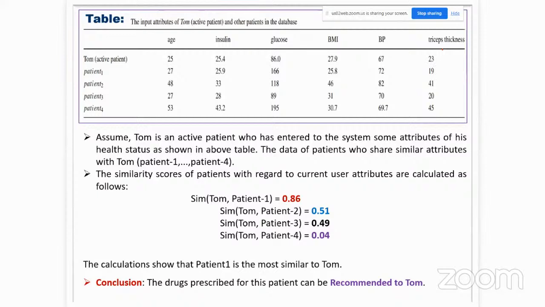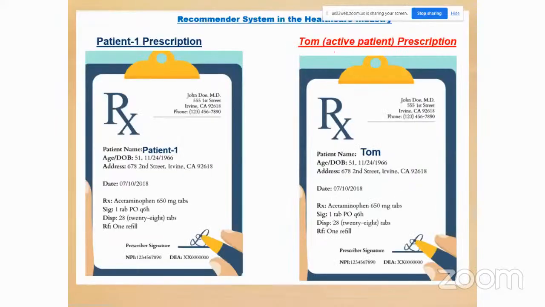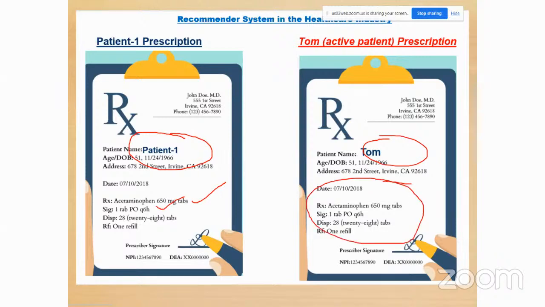So this is the way the recommendation system will recommend drugs, or maybe we can call it a prescription, to the patient. Here basically we are looking for similarity, as we did for the previous movie or product recommendation application. This is the patient one prescription, and the same thing will be recommended to Tom also. Patient one and Tom, here you can see RX 650 mg tabs and one tab PO 69 Q6H. Like that, we have symptoms and prescription or tablets. The same thing recommended to patient one is recommended to Tom also. So this is the way the prescription will be recommended to the patient based on the historical data.